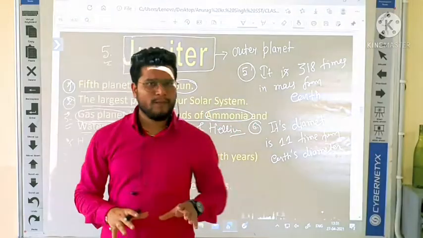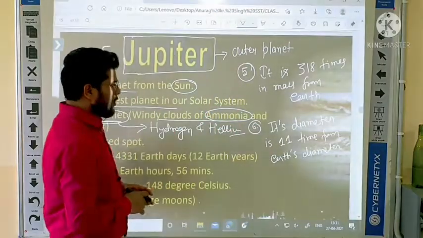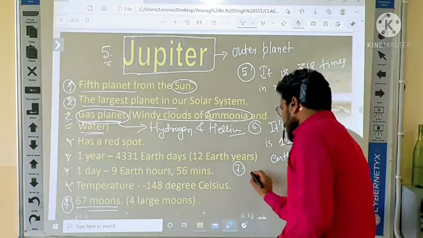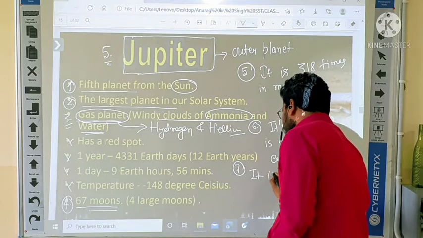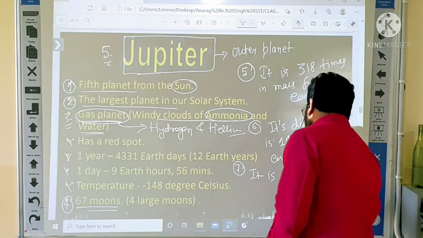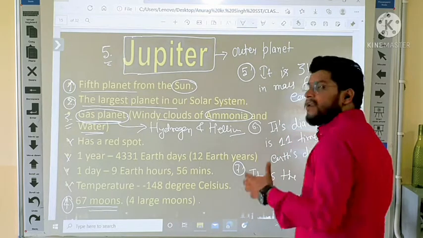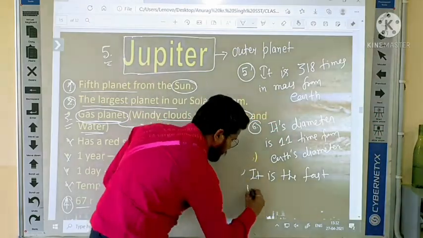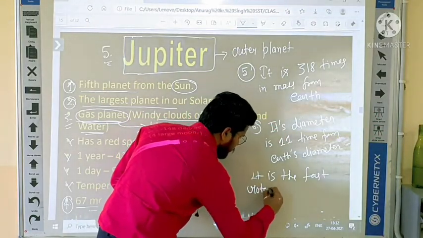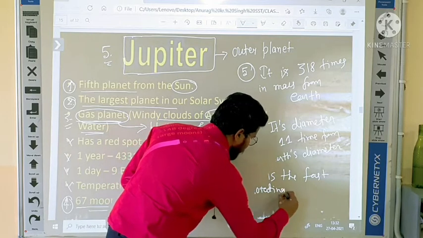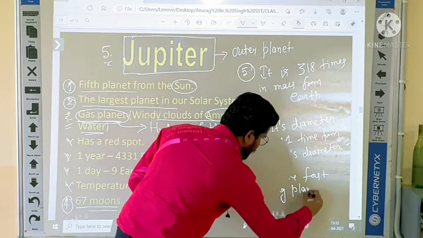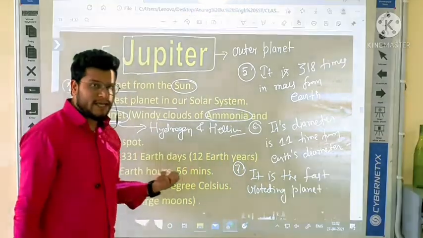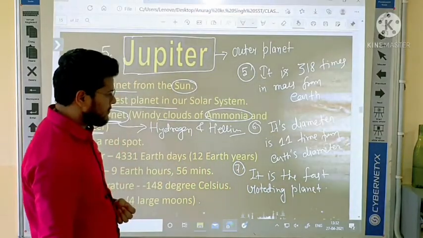Students, you are getting my points. Now come to the seventh point. It is a very fast rotating planet. It rotates on its axis very fast.